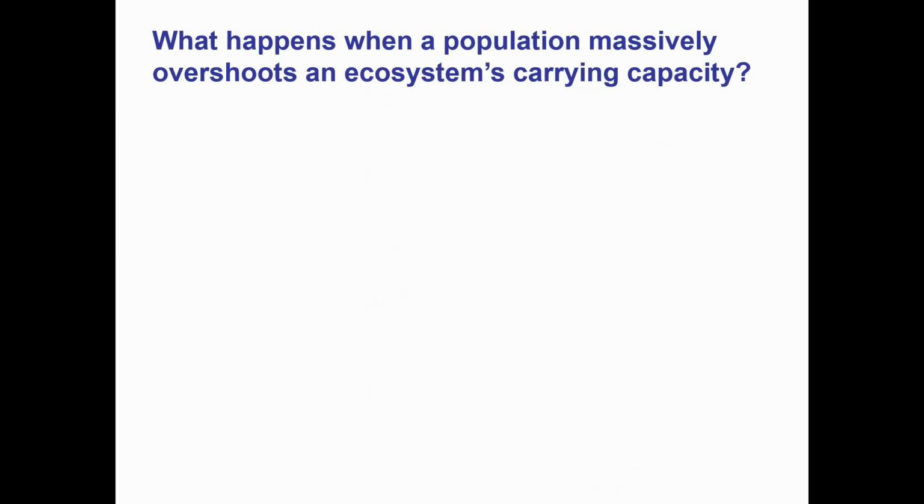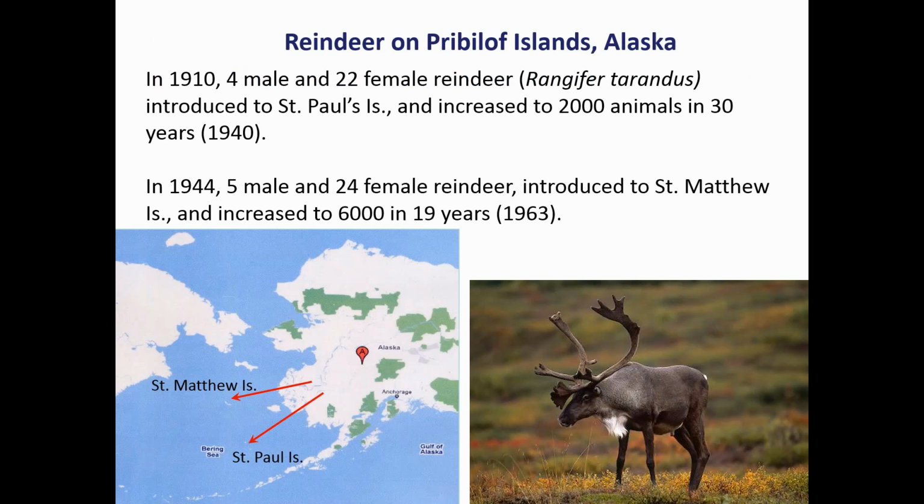So what happens in a system when a population massively overshoots an ecosystem's carrying capacity? So there can be situations in which when a population first arrives, they can rapidly exploit a resource, break it way down, and overshoot the carrying capacity. So what happens? Well, one of the most staggering examples of this is actually reindeer on the Pribilof Islands in Alaska. So here is Alaska, and here are the Pribilof Islands. We're going to focus on St. Matthew's Island and St. Paul's Island.